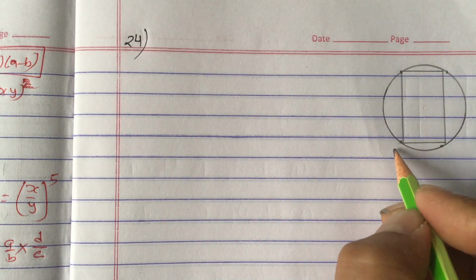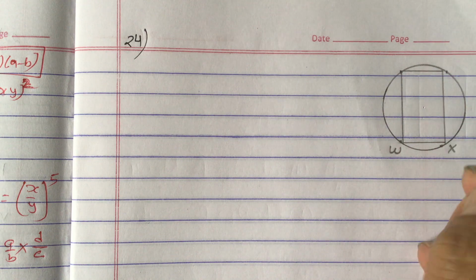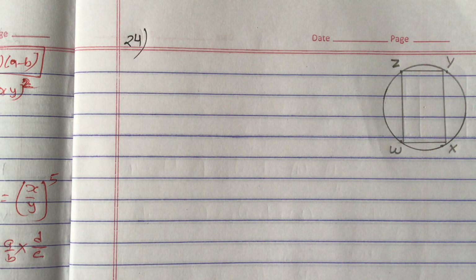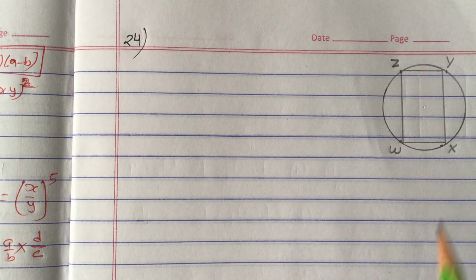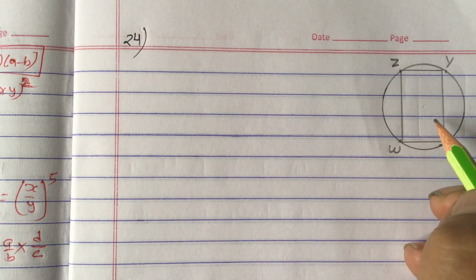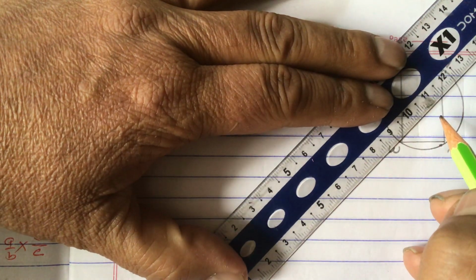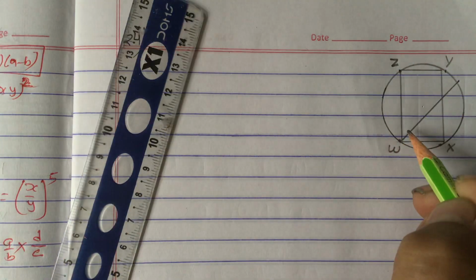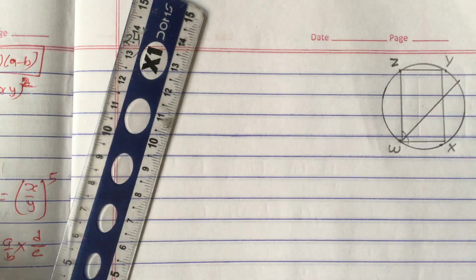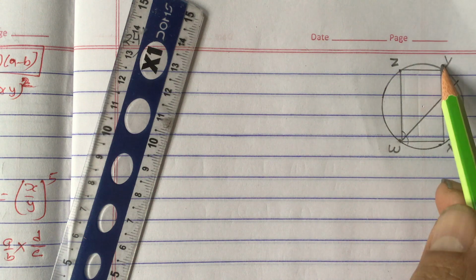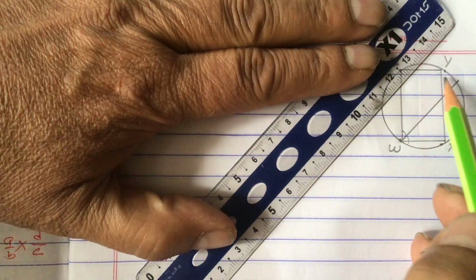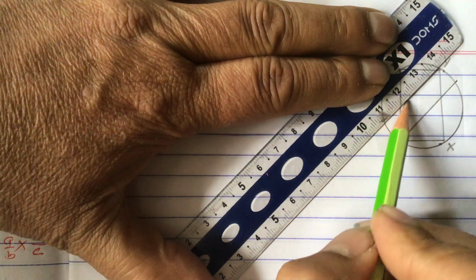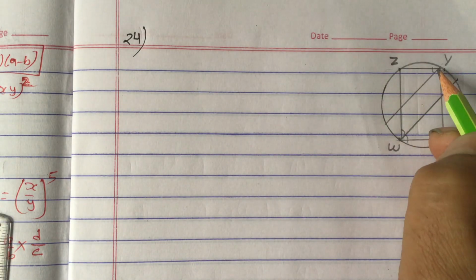The name of the cyclic quadrilateral is WXYZ, like this. Now the bisector of angle XWZ, this is XWZ. If you make the bisector, then it will go like this. See, bisector of this one, making half, the line will go like this. This is the bisector. These two angles are equal. And another angle XYZ, this angle, we also draw its bisector. Let us draw it. Okay, these two angles are also equal.